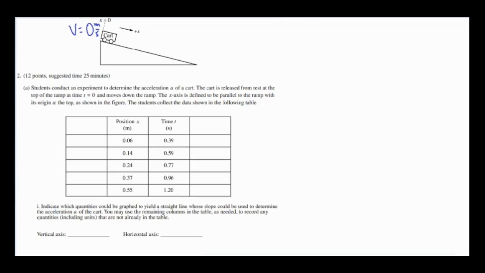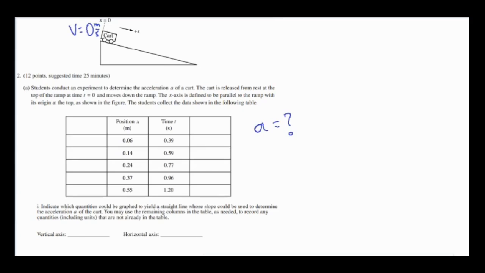So we have some positions and times, and here it says indicate which quantities could be graphed to yield a straight line whose slope could be used to determine the acceleration A of the cart. You may use the remaining columns in the table as needed to record any quantities, including units that are not already in the table. Now, if I'm thinking about finding the acceleration using some different quantities, what I would do is I would immediately think of doing velocity versus time.